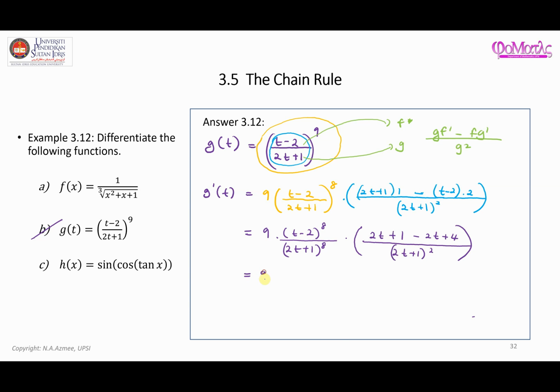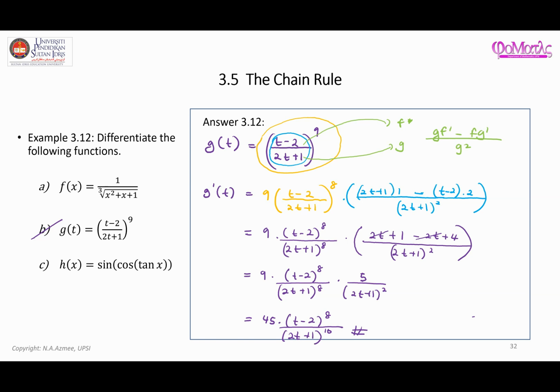That can be further simplified as 9 (t minus 2) to the power of 8 over (2t plus 1) to the power of 8. On the top part here, the 2t terms cancel, so we have 5 over (2t plus 1) to the power of 2. That can be simplified further to 45 (t minus 2) to the power of 8 over (2t plus 1) to the power of 10. So that is the final answer.